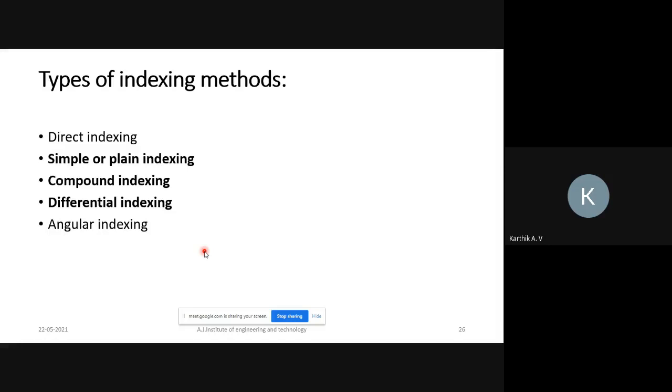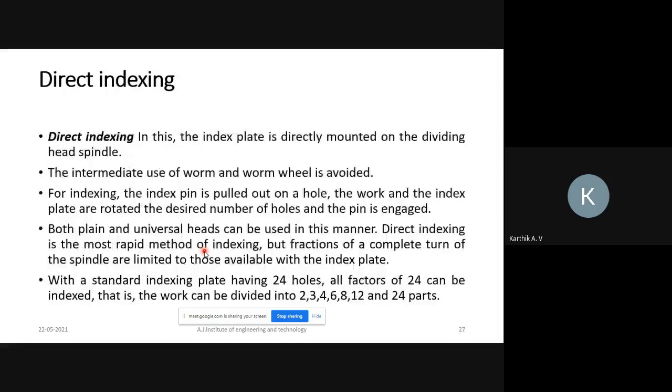Direct indexing means what? Direct is nothing but direct contact. The crank pin will be directly rotated, so one full rotation of this crank is equal to one full rotation of the spur gear.